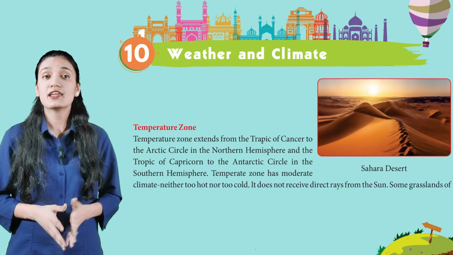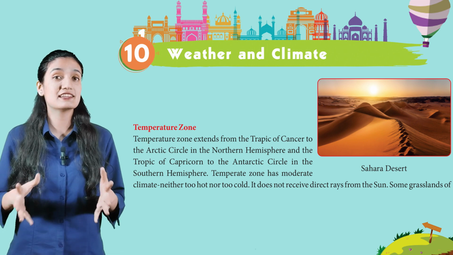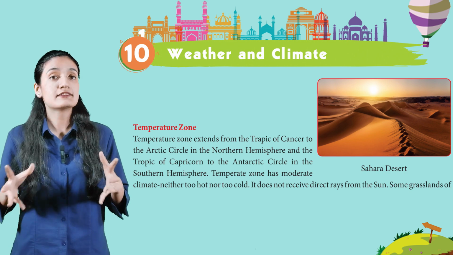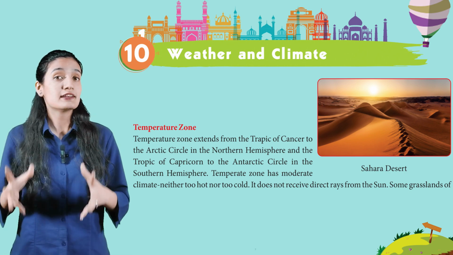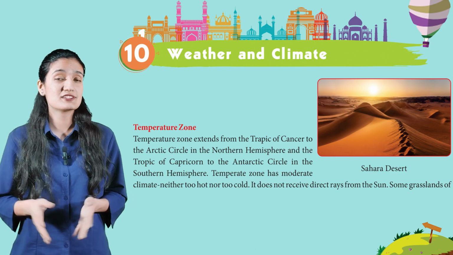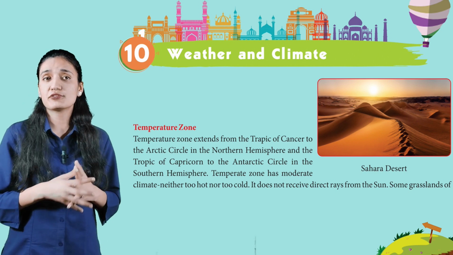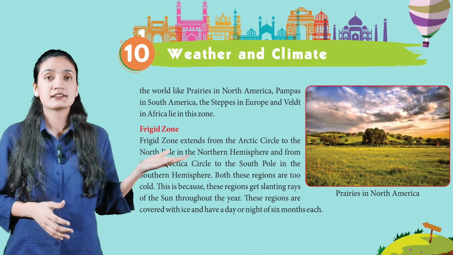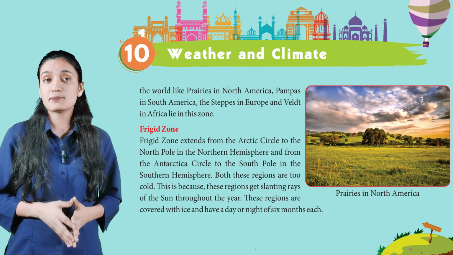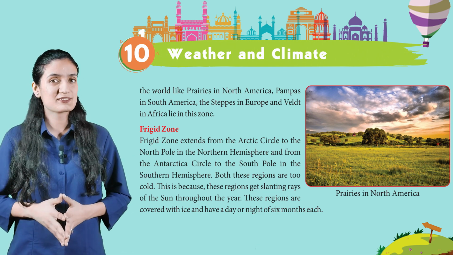Now, temperate zone. Temperate zone extends from the Tropic of Cancer to the Arctic Circle in the northern hemisphere and the Tropic of Capricorn to the Antarctic Circle in the southern hemisphere. Temperate zone has moderate climate, neither too hot nor too cold. It does not receive direct rays from the sun. Some grasslands of the world like prairies in North America, pampas in South America, the steppes in Europe and veldt in Africa lie in this zone.